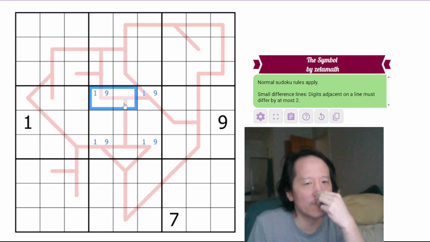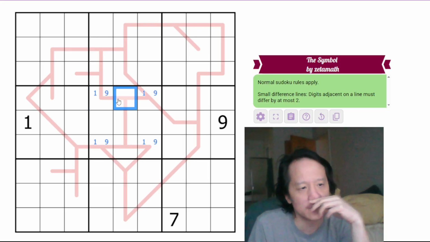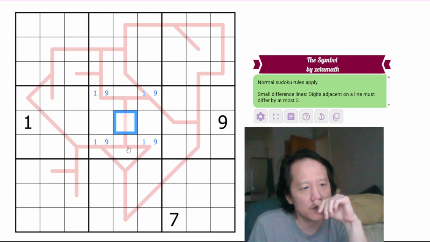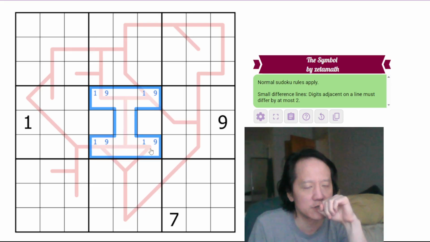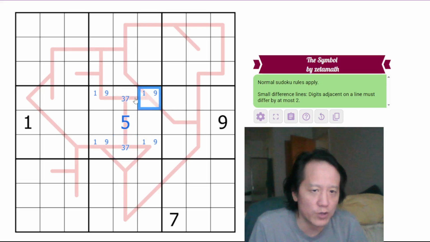So how do you get from here to here? One of these is going to be 9. It goes to 1 here. There's a difference of 2 at most. So this goes down to 7 here, then 5, then 3, then 1 to actually match this. So this is guaranteed to be 5. This is guaranteed to be 3 or 7. And then we have a 1 or 9 here.